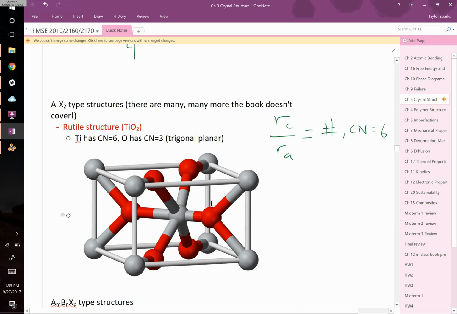So that tells you right off that this must be the titanium in the center there. That's got to be titanium, right? Because it's surrounded by 6 oxygens. However, oxygen is not surrounded by 6 titaniums. How come? Oxygen is surrounded by 3 titaniums, whereas titanium is surrounded by 6 oxygens. Why is that? What do you think? You can't make that many bonds. Good guess. It's not the reason.